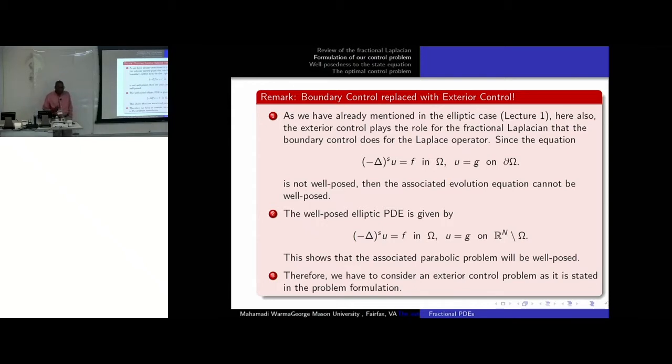Okay? You know, for the classical Laplace operator, for elliptic or parabolic, we just have the boundary conditions. And here we have to have an exterior condition. And if you have any question, you can always stop me.